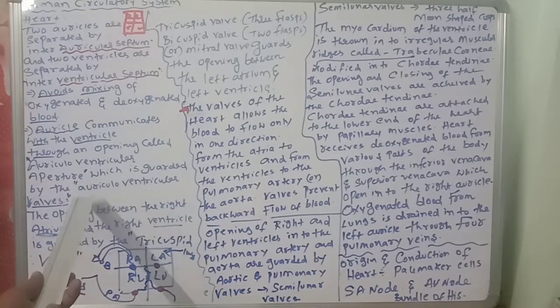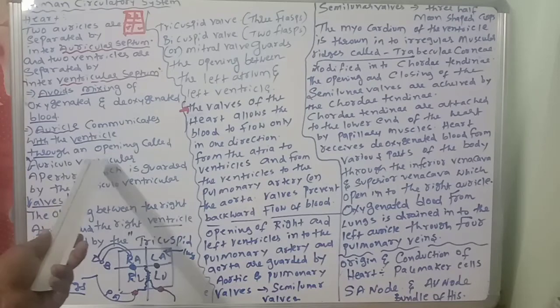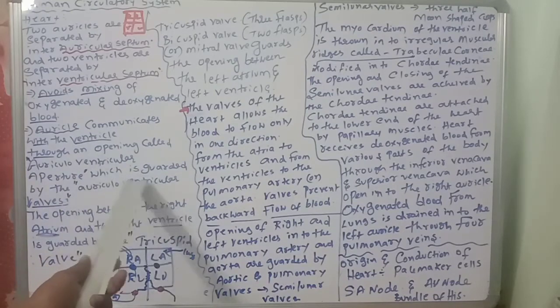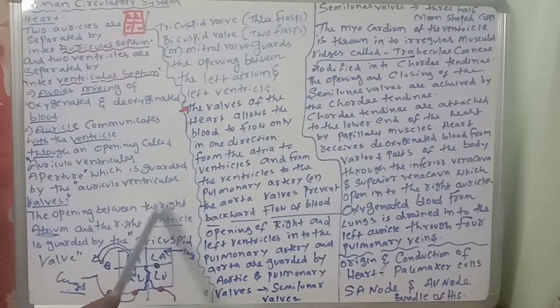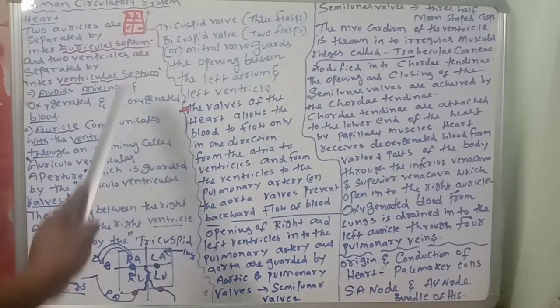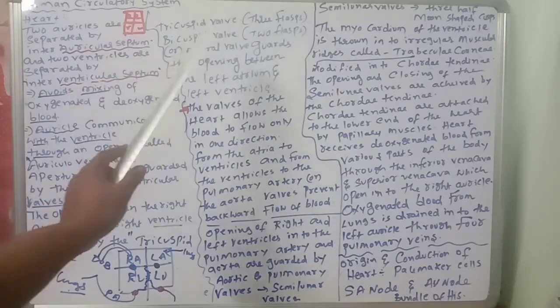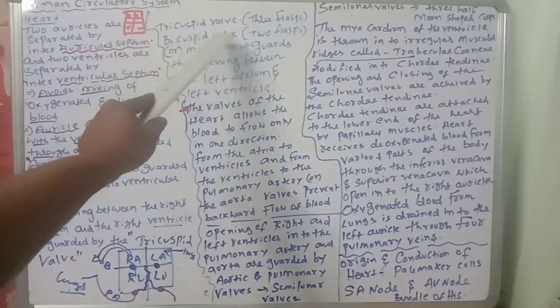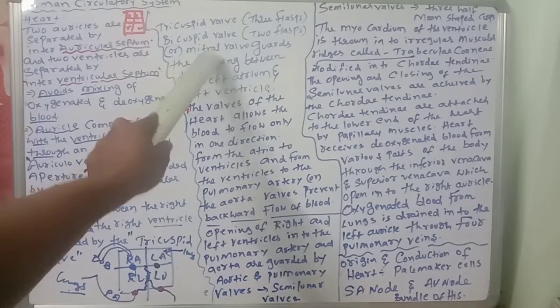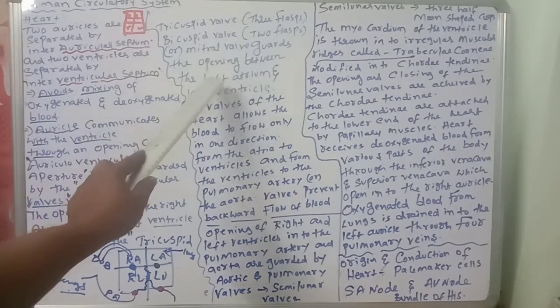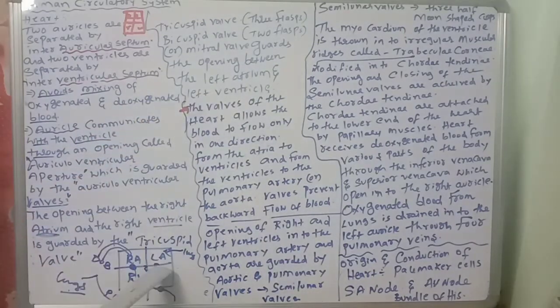The auriculoventricular aperture is guarded by auriculoventricular valves. The opening between the right atrium and right ventricle is guarded by the tricuspid valve. How many flaps does the tricuspid valve have? 3 flaps. The bicuspid valve has 2 flaps. What is another name of the bicuspid valve? The mitral valve. The mitral valve guards the opening between the left atrium and left ventricle.